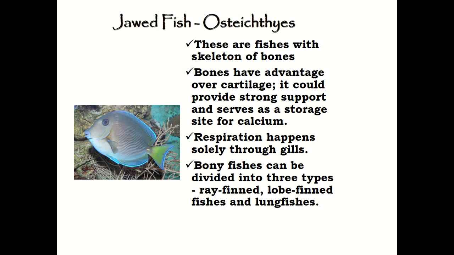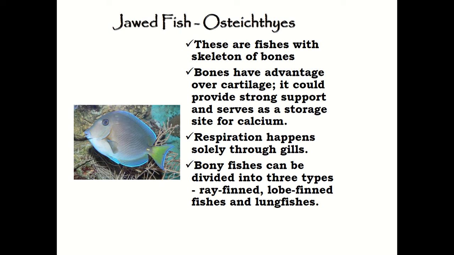Okay. Next, examples of fish that have a jaw, known as osteichthyes. Osteichthyes are fishes with skeletons of bone. They have bones, compared to chondrichthyes that have cartilage. This bone has an advantage over cartilage because it can provide very strong support compared to cartilage and serve as a storage site for calcium.